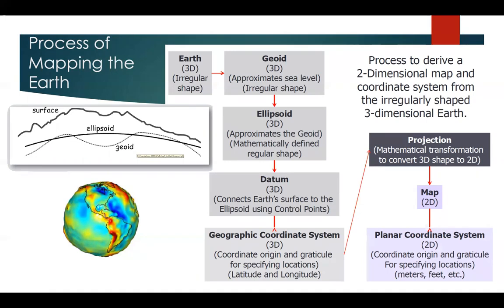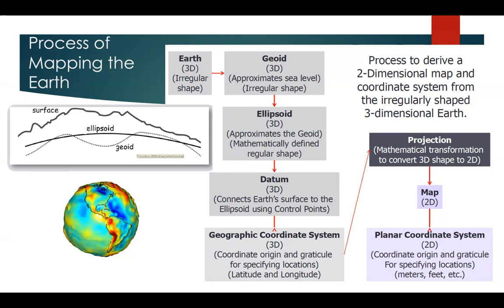From the Earth, we create something called the geoid, which approximates sea level. This is still an irregular shape, as you can see in the image to the left, but it approximates sea level, so it's not showing the really extreme high areas like, say, the Himalayas, or the really, really deep areas, say, the trenches in the Pacific Ocean.